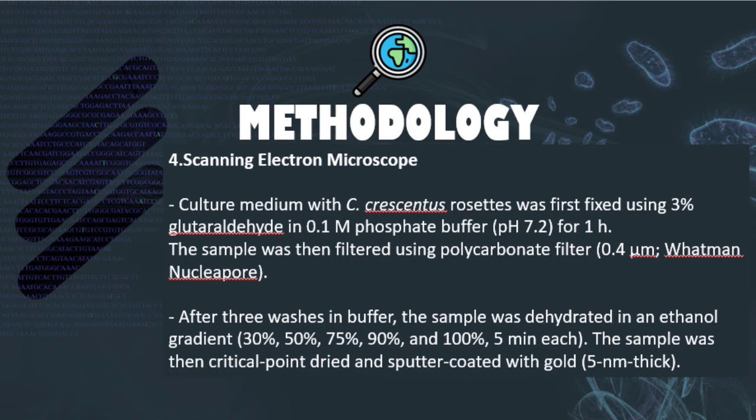Fourth, scanning electron microscope. Culture medium with Caulobacter crescentus rosettes was first fixed using 3% glutaraldehyde in 0.1 M phosphate buffer for 1 hour. The sample was then filtered using a polycarbonate filter. After 3 washes in buffer, the sample was dehydrated in an ethanol gradient.